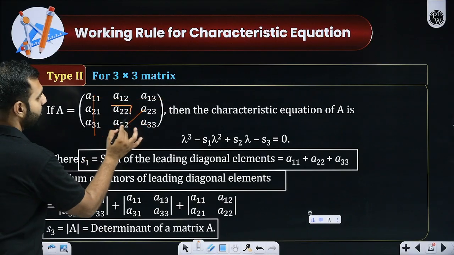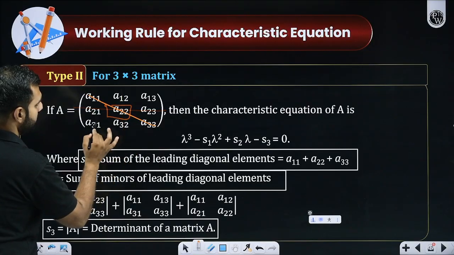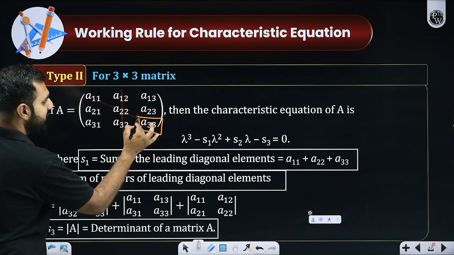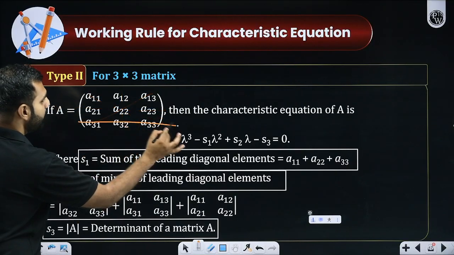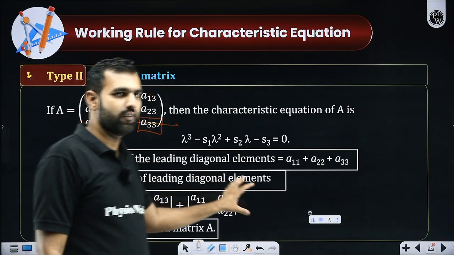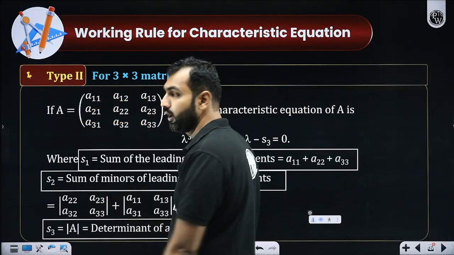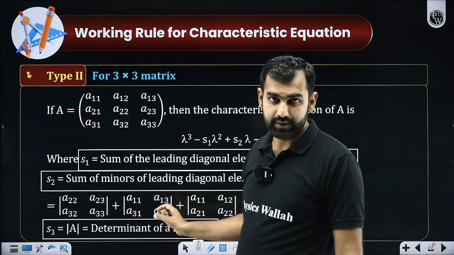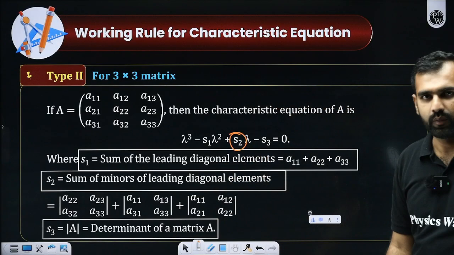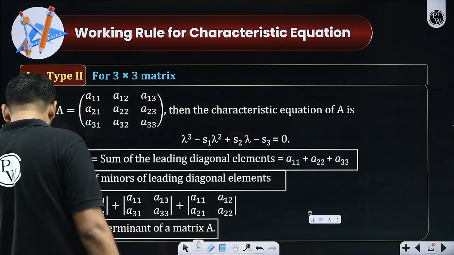What is minor of A22? Sir, minor of A22 will be, I hope you know, this minus this. Everybody understanding my language? Sir, what is the minor of A33? Minor of A33 will be, I hope you remember, this minus this. So if you find the minors of these leading diagonal elements, principal diagonal elements, and add them up, you will finally get the value S2. So everybody got S1, S2, S3. Shall I take an example to make you understand all of this?